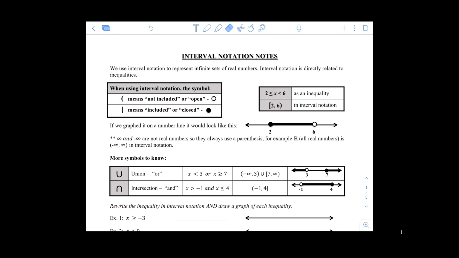Now, before we do that, we do need to refresh things you already know. When I say inequality, my hope is that you remember 4 different symbols that pop into your mind. Less than, greater than, less than or equal to, or greater than or equal to.